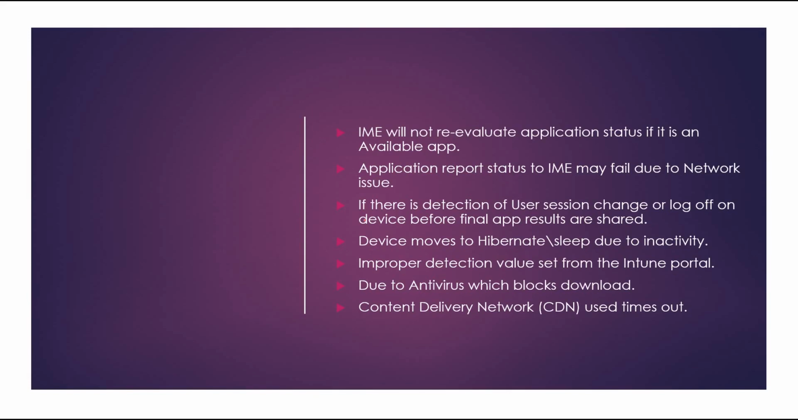And we have already said that for Win32 app deployment, IME will not re-evaluate the application status if the app deployment was set to available. Only if it is set to required is the app status re-evaluated and the app download triggered by the IME, right? And we have already spoken about the network issue, so this might be something that we need to keep in mind. And detection logic is also what we have spoken about.